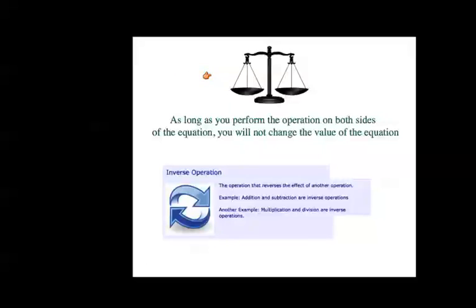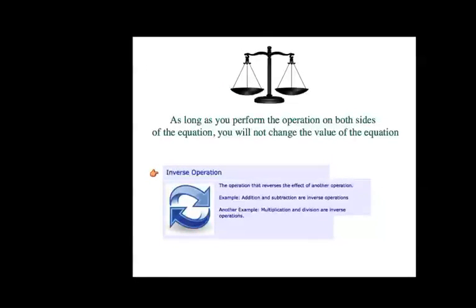You can think of an equation like a balanced scale. As long as you perform the same operations on both sides of that equation, you don't change the value of the equation. So we use the inverse operations on both sides to be able to solve for our unknown values.